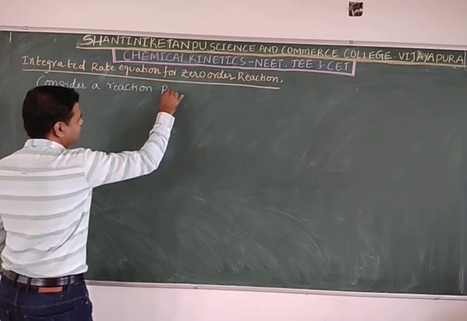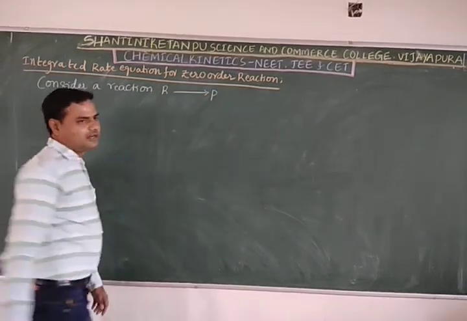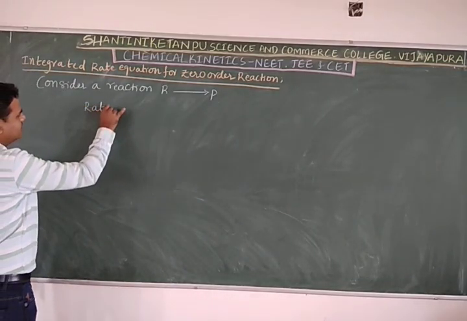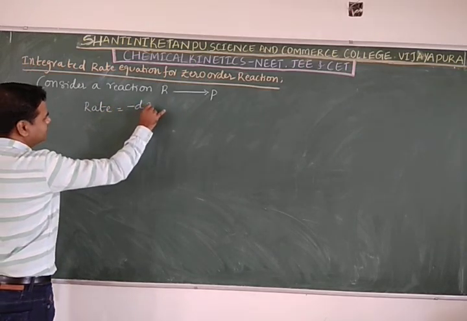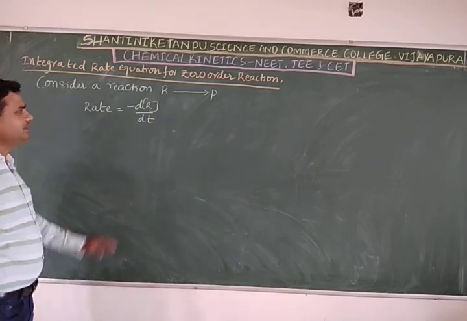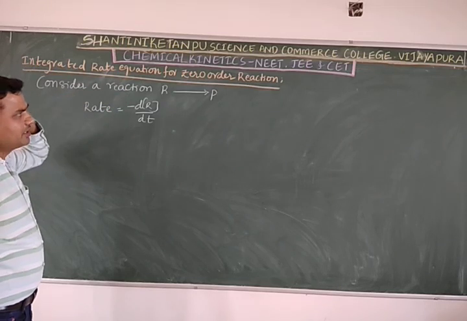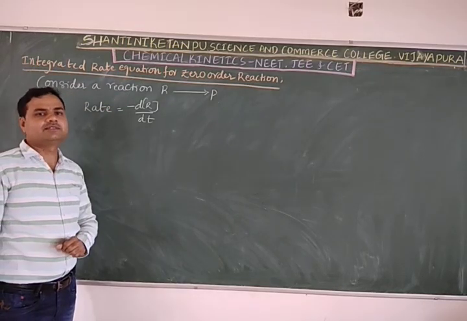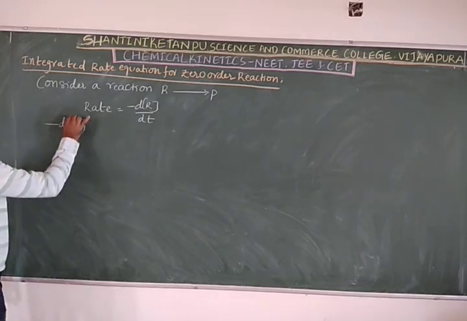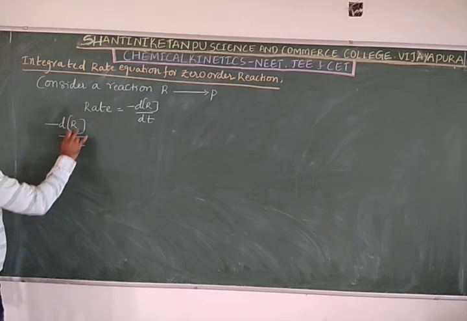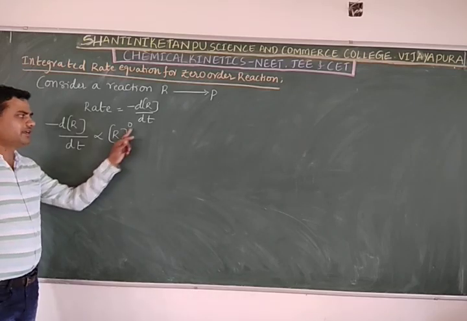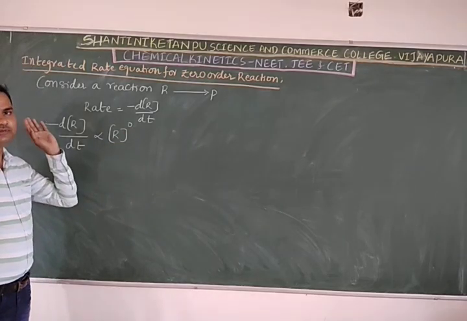For example, we are taking one hypothetical reaction. Consider a reaction R gives rise to P, and the rate for this reaction is written in terms of reactant as minus dR by dt. The rate is directly proportional to the zeroth power of the concentration of reactant. Therefore, according to the law of mass action, the rate of the reaction minus dR by dt is directly proportional to the zeroth power of concentration of reactant, therefore R to the power 0.